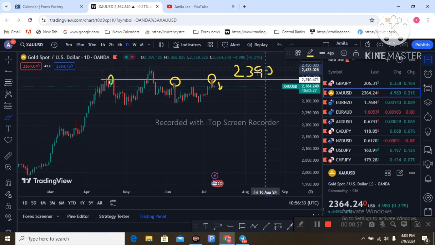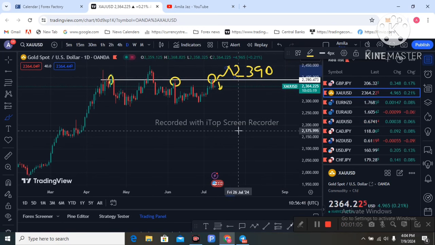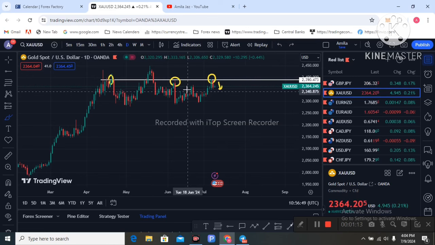So price needs strong data to break this resistance and go to the upside, and 2400 is the psychological level that the price needs strong data to break. So with the daily chart, this is the strong resistance level. You should remember the 2390-91 level is the strong resistance level on the daily chart.